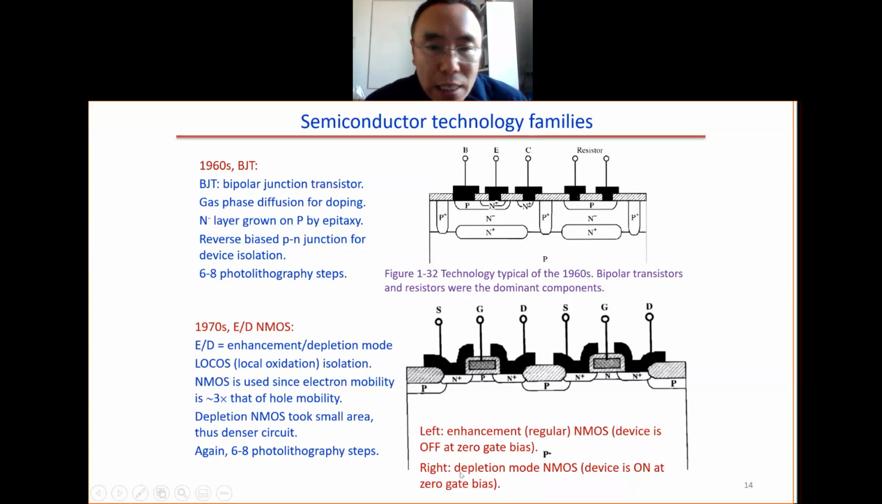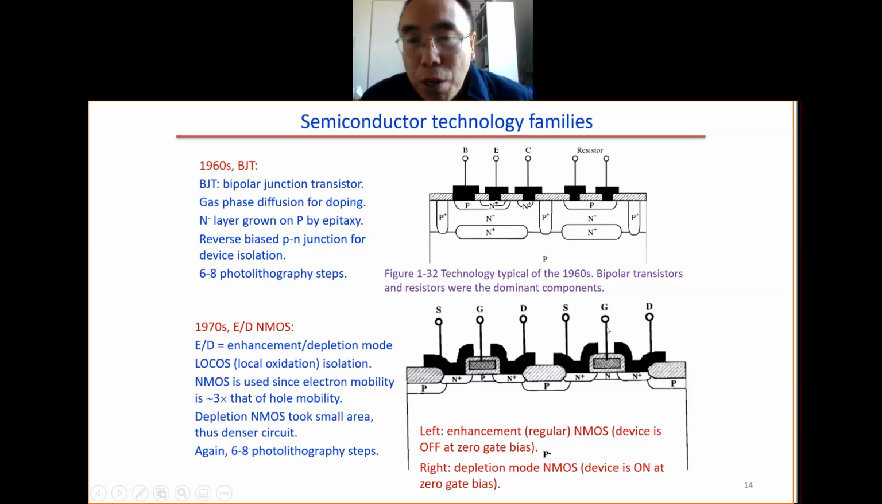On the right side, it's called D. D means a depletion mode NMOS. That means the device is on at zero bias. When there is no bias, it is on because electron can come from here. This is N, this is also N, this is also N. The electron can come from here, so we have the current flow when there is no bias.